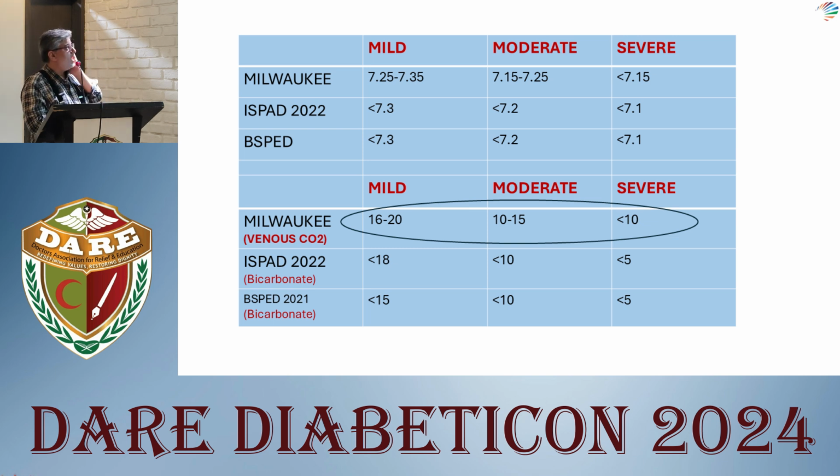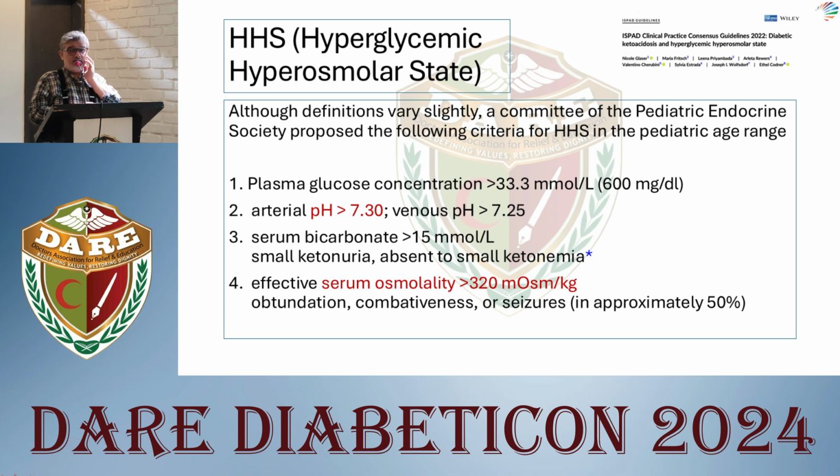There is one more thing called hyperglycemic hyperosmolar state. In adults and older adolescent children, we see this kind of problem where the pH can be above 7.3, not acidotic, and bicarb can be above 15, but still there can be severe hyperglycemia in the form of sugars of more than 600 and hyperosmolality, with osmolality more than 320 milliosmoles per kg. This is a very life-threatening condition, mostly in adults and adolescents.